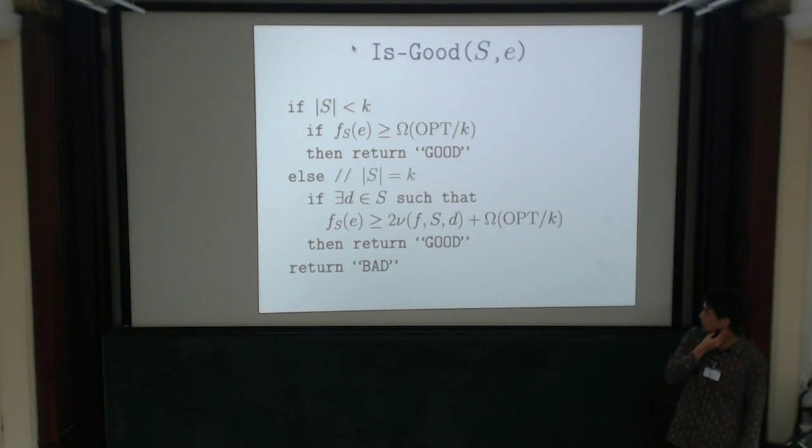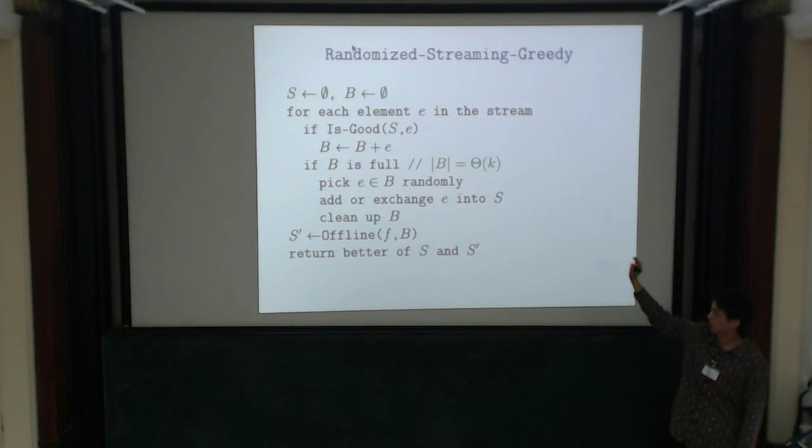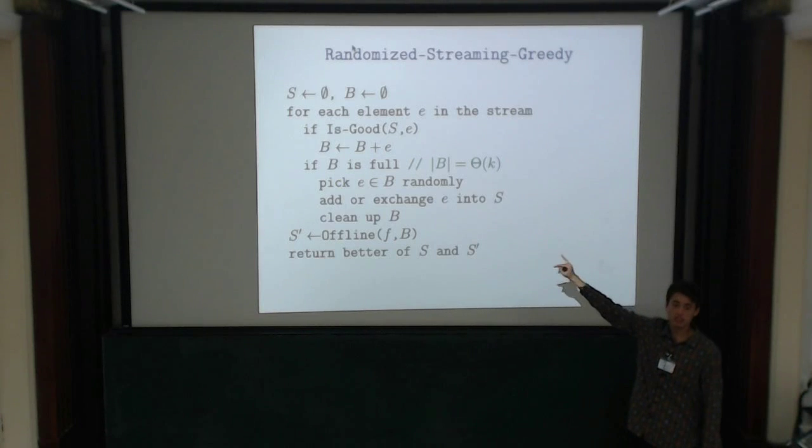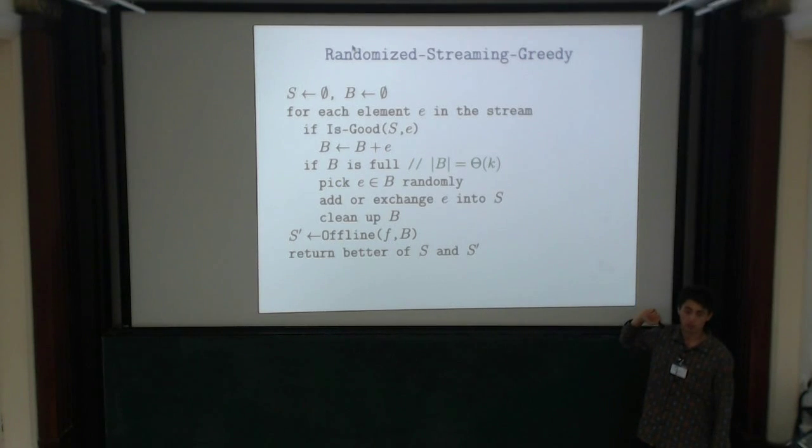Backing out, that's how we determine that an element is good. This is the overall algorithm. I'm going to pick E in the buffer uniformly at random. The buffer is going to be sized K over epsilon or something. A lot of this was just trying to make this buffer technique work.